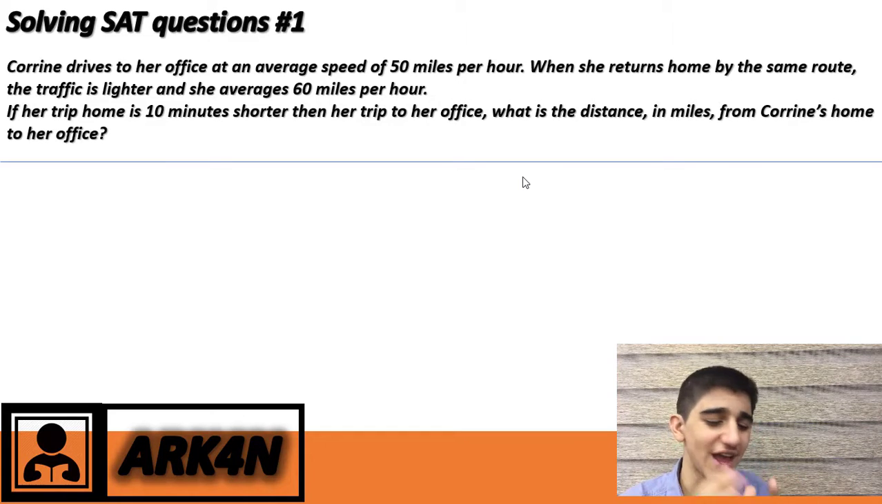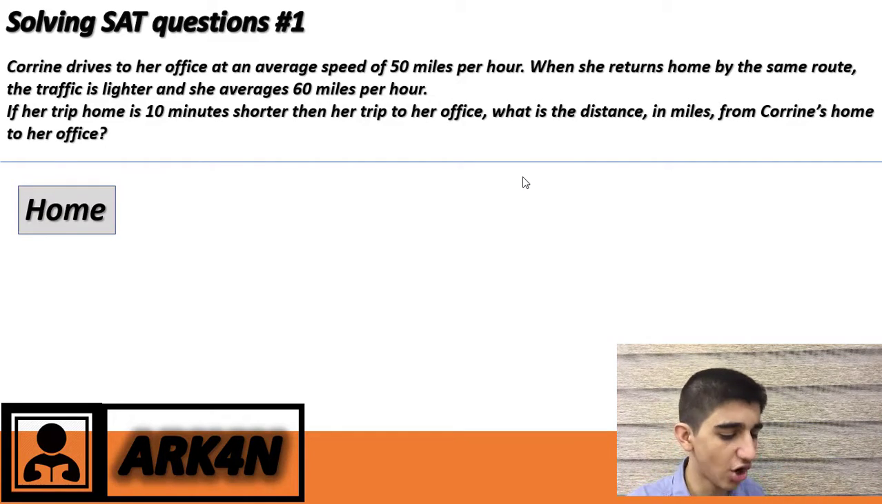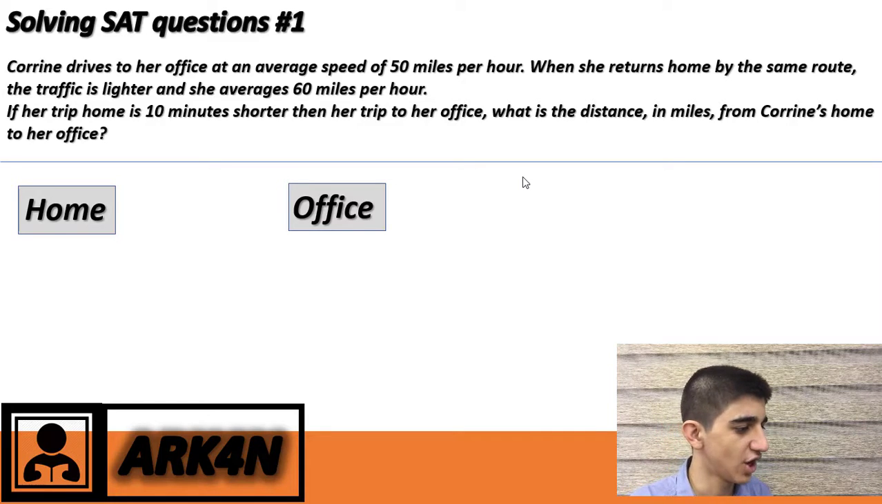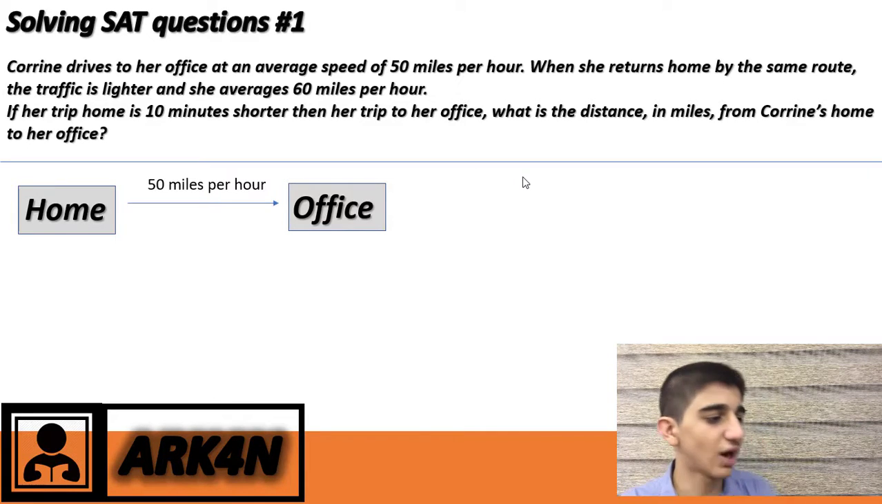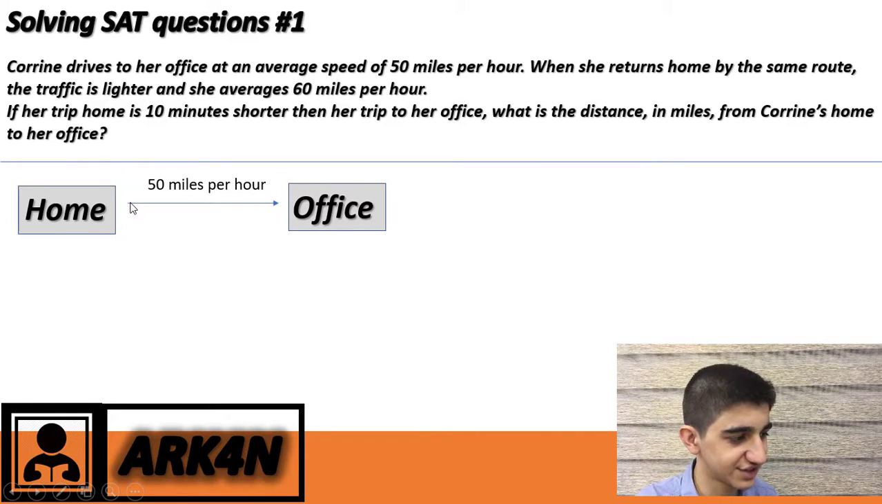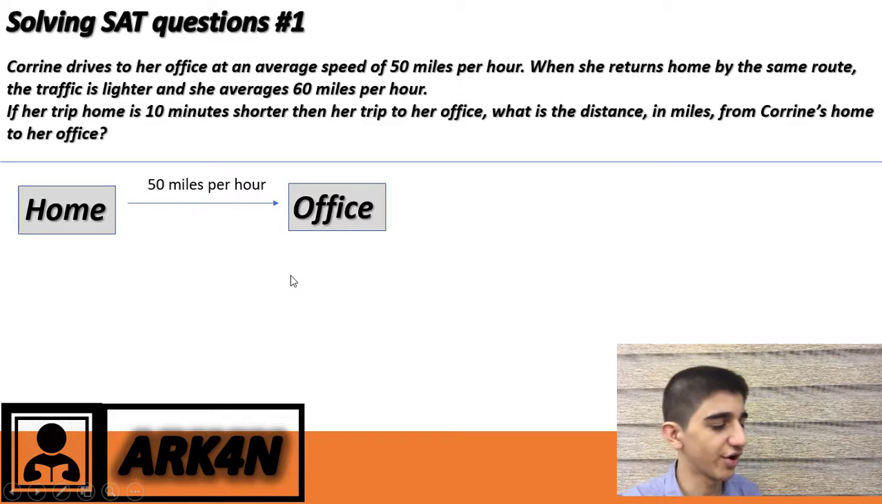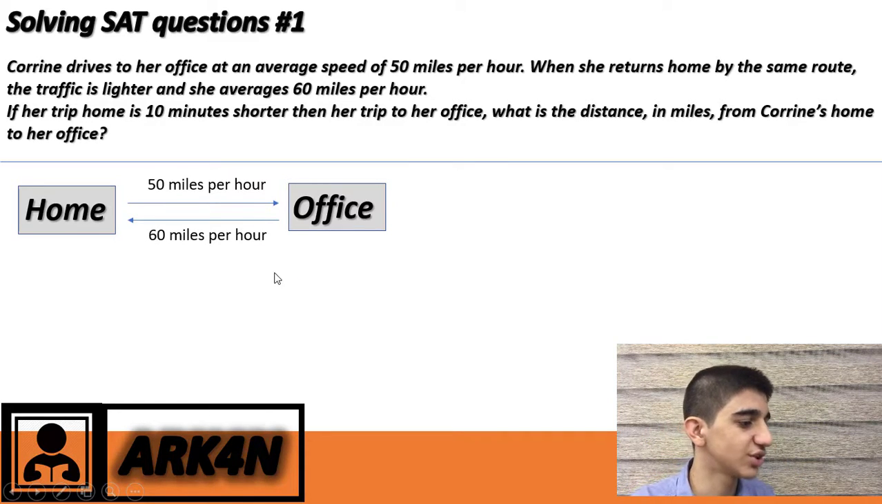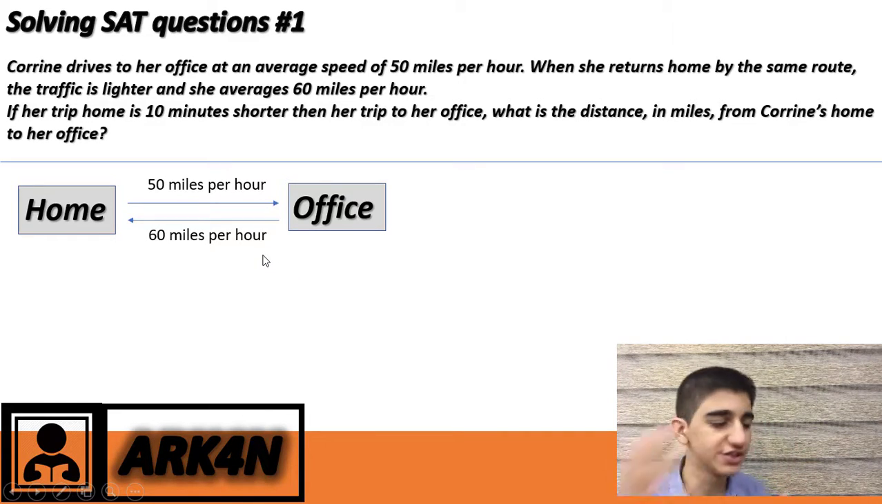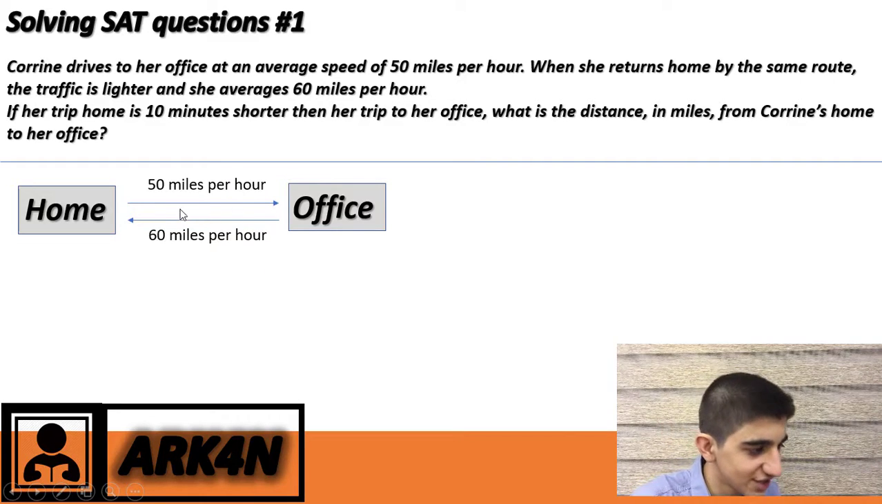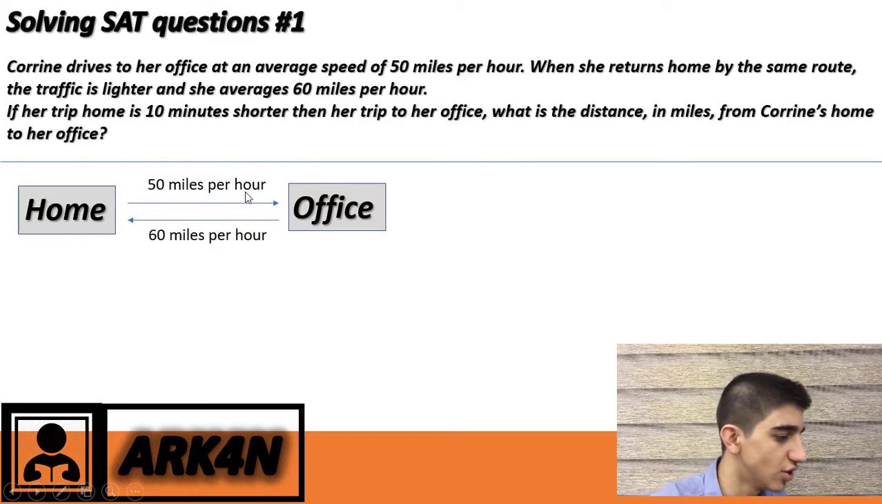So let's understand the question. Let's say this is the home, this is the office, okay? Home to office was 50 miles per hour, the speed. Now the question asks for the distance, this distance. It's really important, okay? The other one is 60 miles per hour from office to home, and the question is asking for the distance that we go or come, because the distances are the same, so no matter.